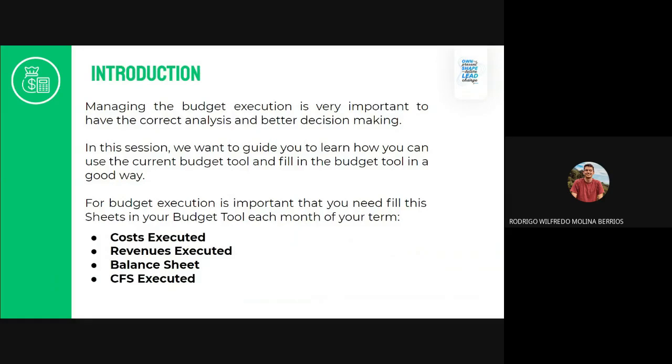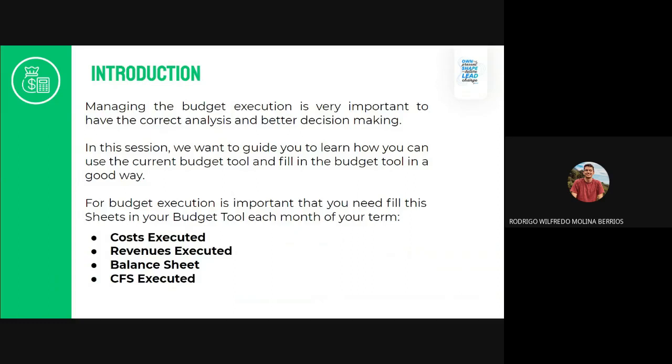And you may be asking why it is important to have a good record of the execution of our finances. Well, managing the budget execution is very important to have the correct analysis and better decision making. If we are not entering the correct information of our finances, we will most certainly be making incorrect decisions.